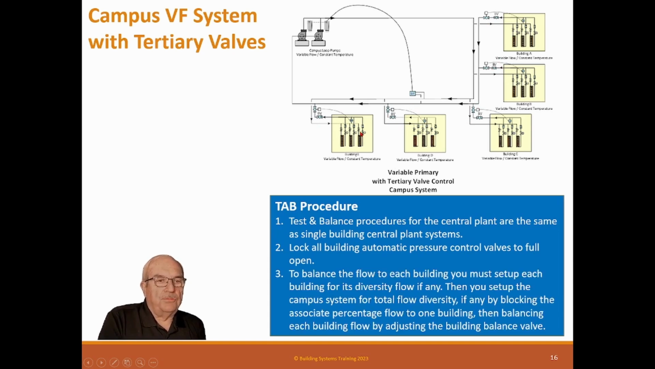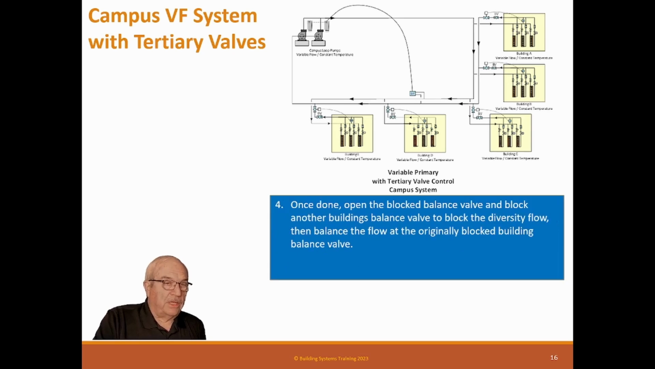To balance the flow to each building, you must set up each building for its diversity flow, if any. Then you set up the campus system for total flow diversity, if any, by blocking the associated percentage flow to one building, then balancing each building's flow by adjusting the building balance valve. So like I said, normally these are existing buildings and you're putting a new building online. So that way it's a bigger problem if you don't have enough flow and you have to manage these other buildings down to get flow. Once done, open the block balance valves, and just like you do a regular system, there's no difference there.